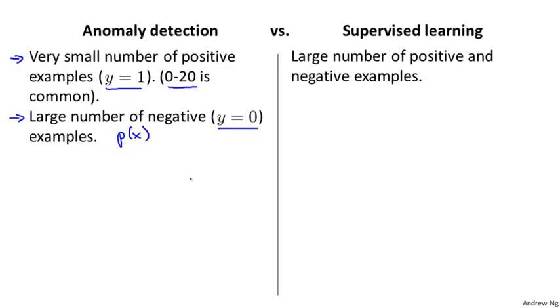So in many anomaly detection applications, you have very few positive examples and lots of negative examples, and when we're estimating P of X, fitting all those Gaussian parameters, we need only negative examples to do that. So if you have a lot of negative data, we can still fit P of X pretty well. In contrast, for supervised learning, more typically we would have a reasonably large number of both positive and negative examples. And so this is one way to look at your problem and decide if you should use an anomaly detection algorithm or a supervised learning algorithm.